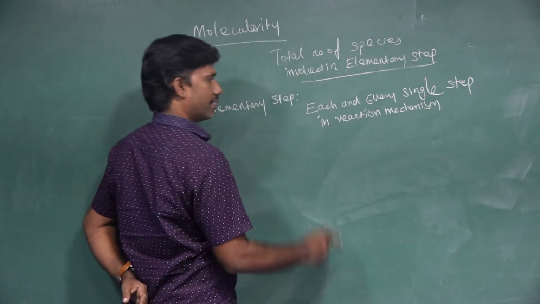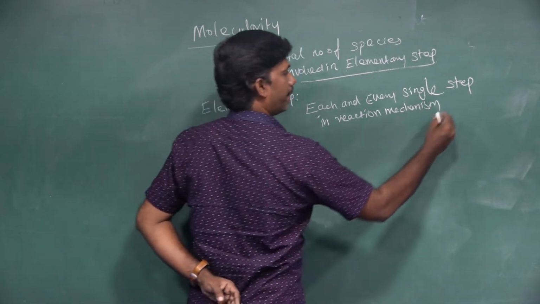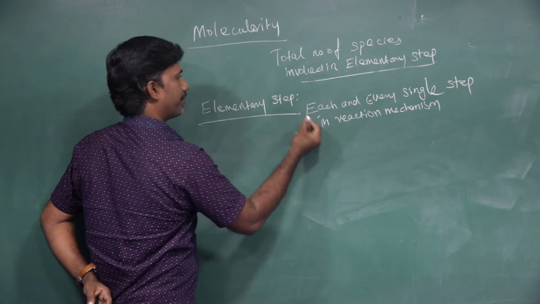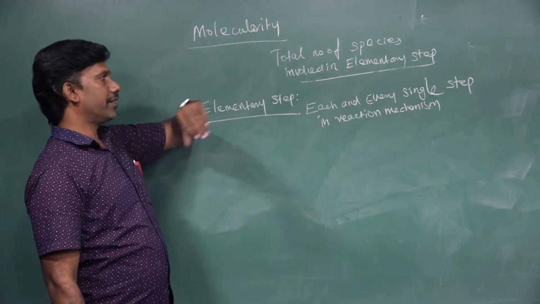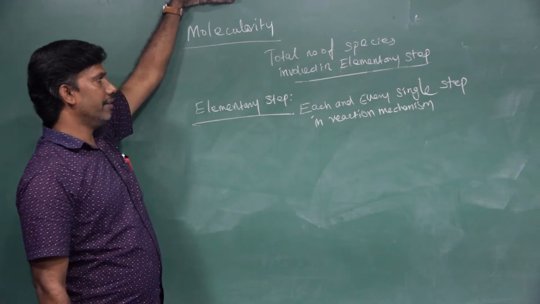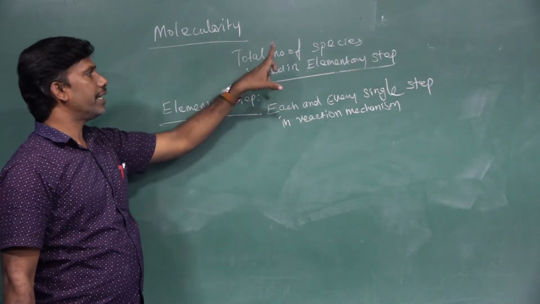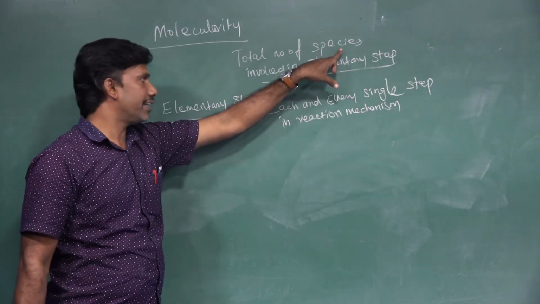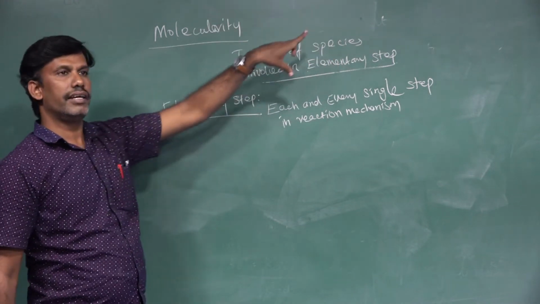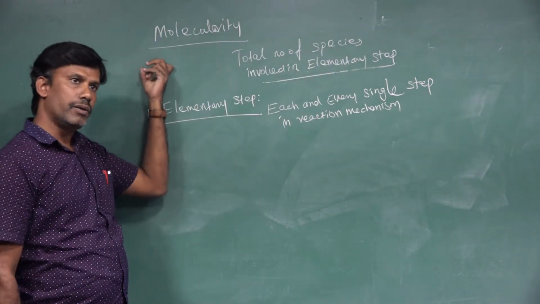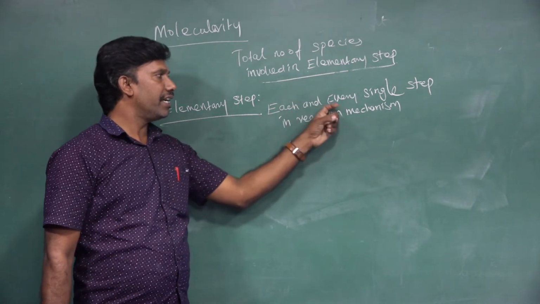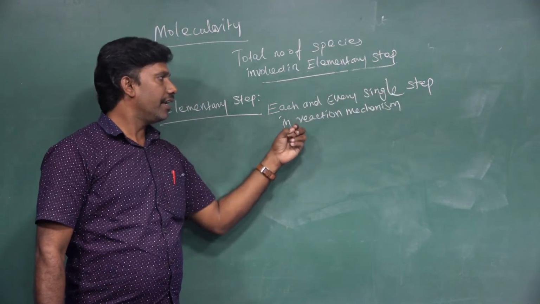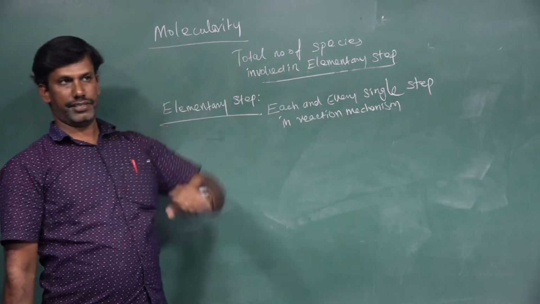Each and every single step in a reaction mechanism is called an elementary step. What is the molecularity? Molecularity is nothing but the total number of pieces, that is reactant pieces, involved in the elementary step. Then what is the elementary step? Each and every single step in a reaction mechanism.